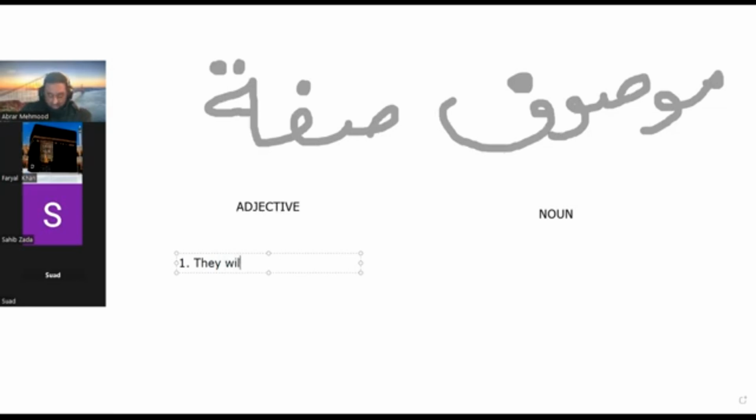They will either be with alif, lam, or tanween. Okay, that's point number 1. So they will either be alif, lam, or tanween.